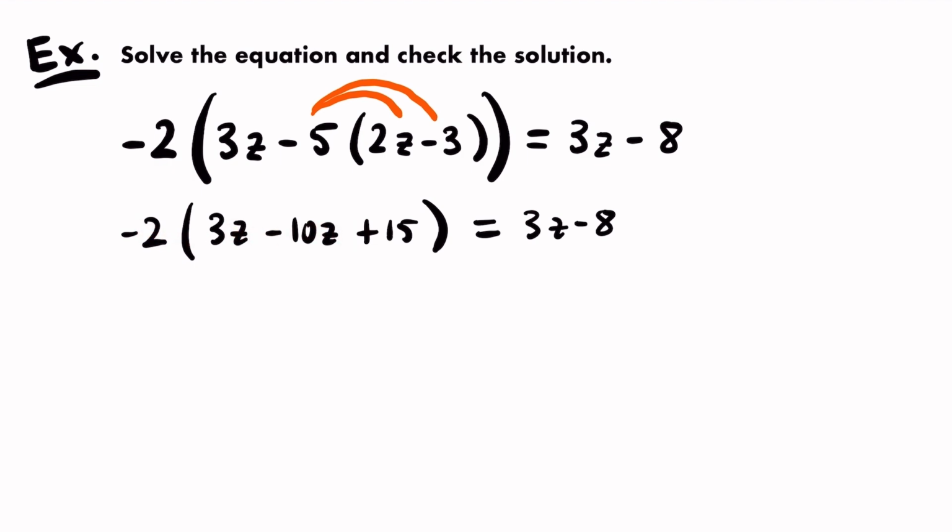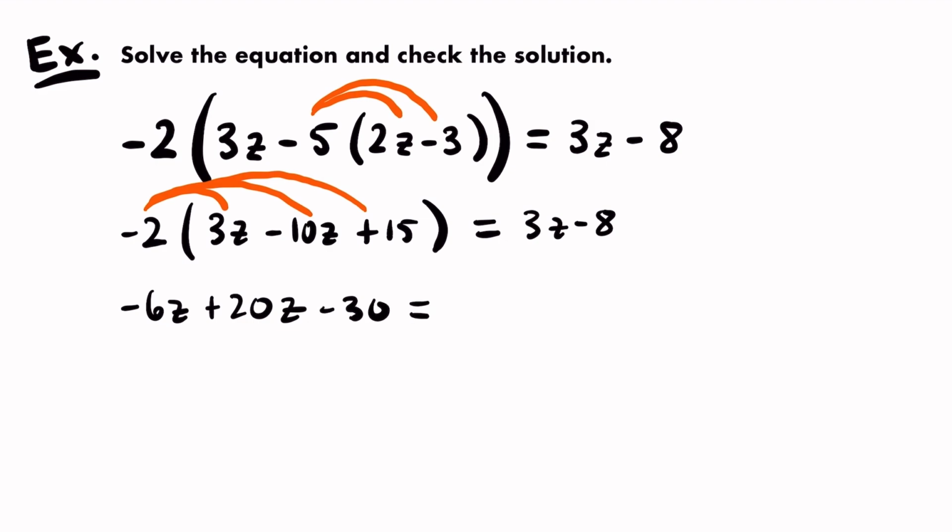All right, so you want to multiply -2 by 3z, you want to multiply it by -10z, and you want to multiply it by positive 15. So if we do that, -2 times 3z will give you -6z, because -2 times 3 is -6, and then you keep that same variable part. Then -2 times -10z will give you positive 20z, because -2 times -10 is positive 20, and then you keep that variable part of z. And then -2 times 15 is -30. And so that will all be equal to 3z minus 8.